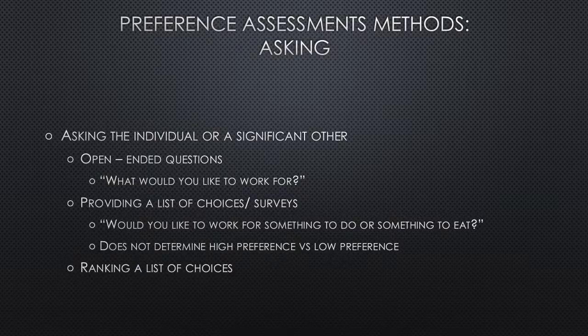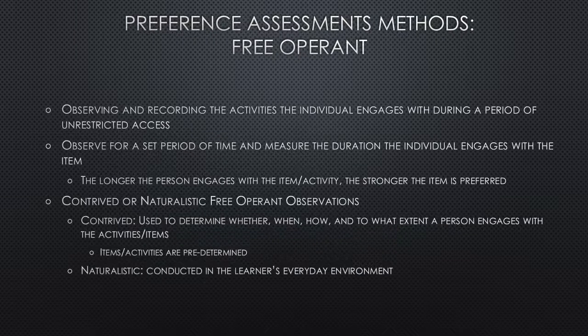The hope is that at the end of this preference assessment, we could have a list of choices to choose from for this child so that we know what those preferences are when we're working with them. A free operant preference assessment is a very simple way of observing and recording the activities or items that the individual engages with while you're observing them.